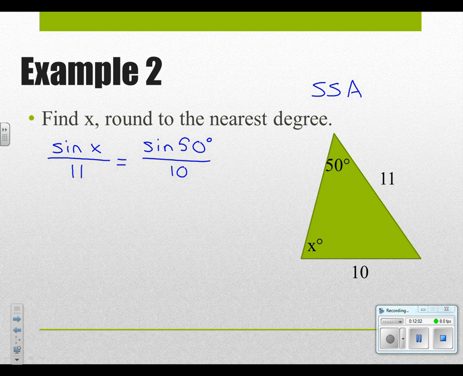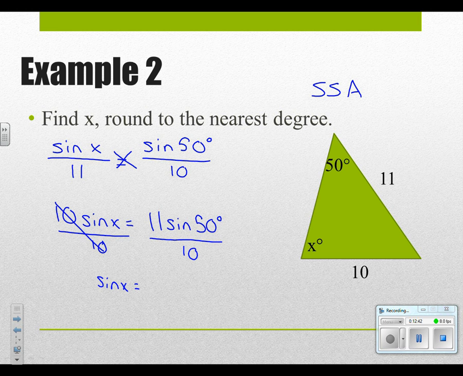We're not going to do like what we did last time. We'll still cross multiply. Go ahead and cross multiply. What would be on the left side now? 10 sine of x would equal 11 sine of 50. Now keep in mind all along, what are we trying to get by itself? X. How about I move the 10? Divide both sides by 10. It's going to cancel on the left, and I do it on the right. So now I've got sine of x equals 11 sine of 50 over 10.